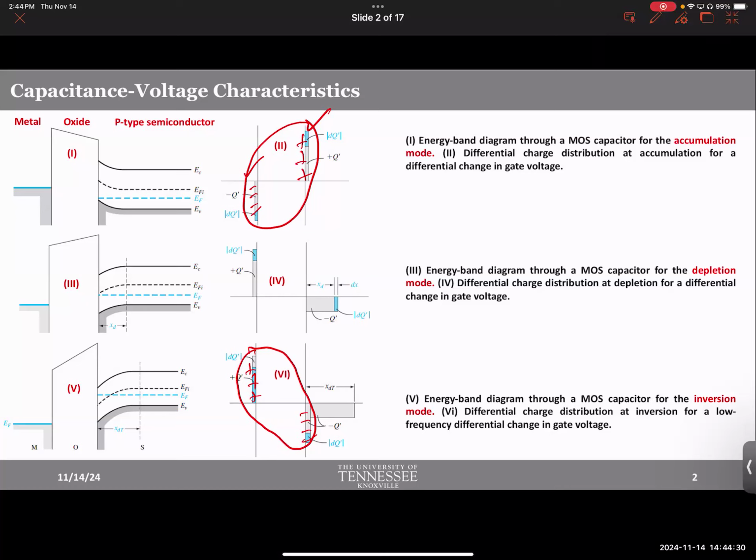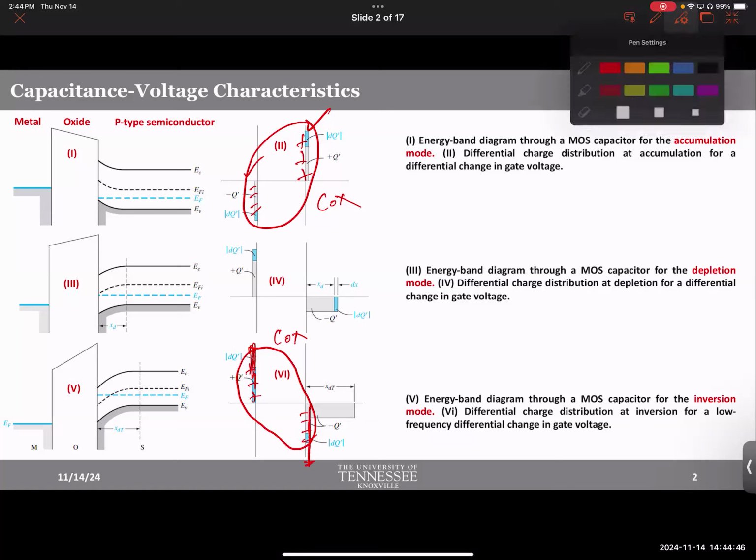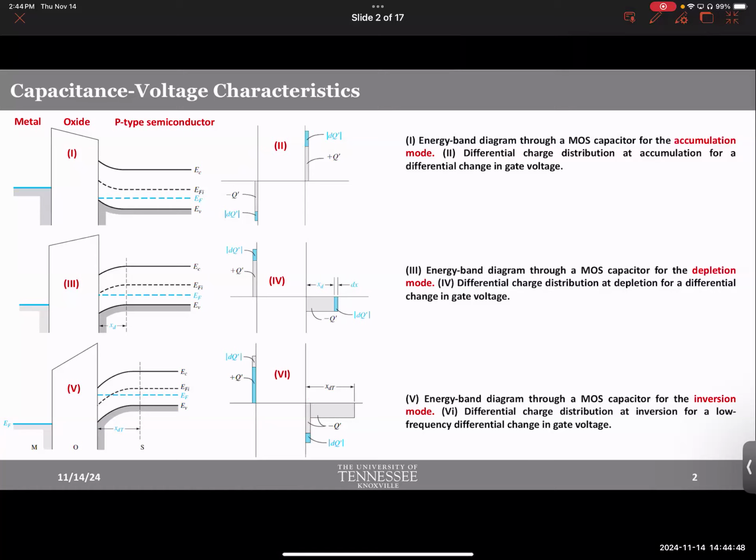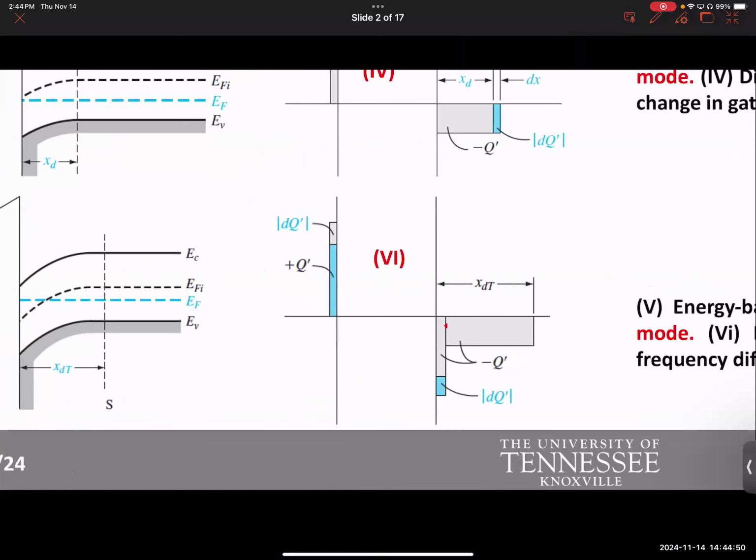So essentially, they are both the same. They're both Cox, the oxide capacitance. When you go to strong inversion, the only thing that responds to change in gate voltage is this layer. This inversion layer just keeps getting bigger as you increase the voltage. So the only layer that responds to voltage is this, so the only capacitor that matters is the oxide capacitor.